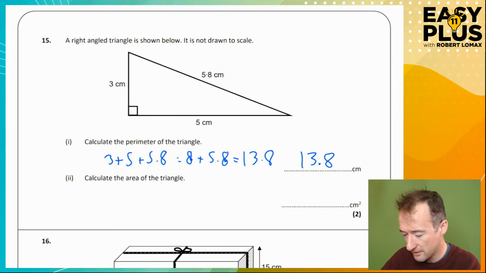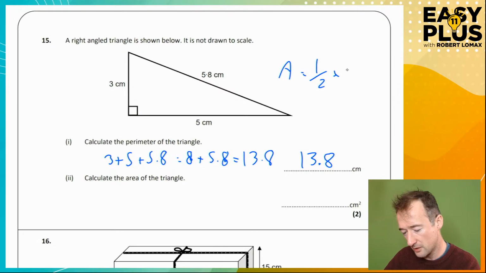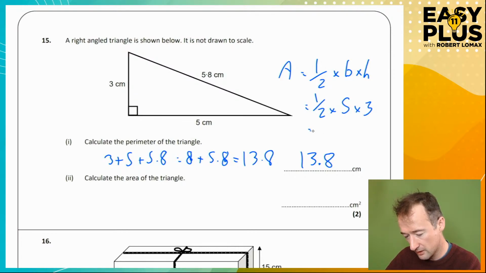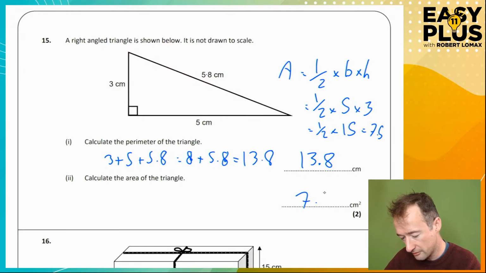Calculate the area of the triangle. How do you calculate the area of a triangle? If you remember the rule, it's really straightforward. So the area equals half times the base times the height, which equals half times 5 times 3, which equals half times, what's 5 times 3? It's 15, which is 7.5.